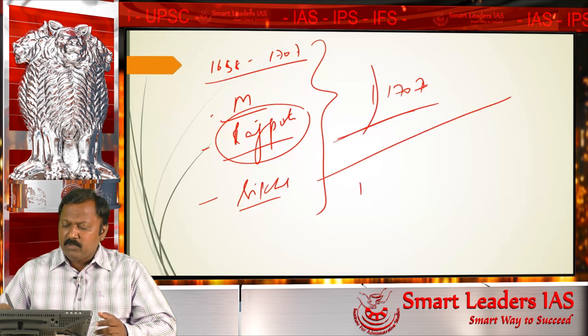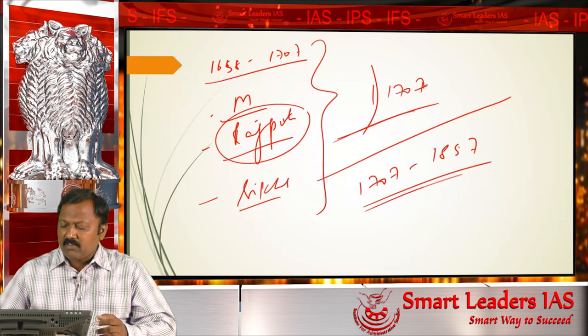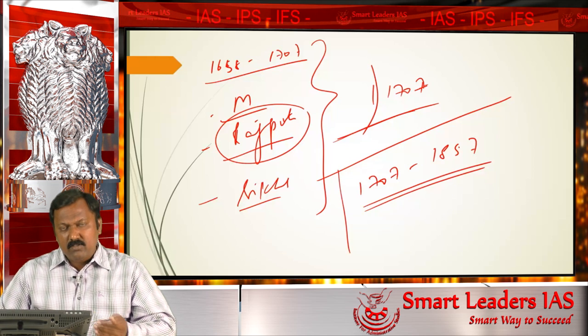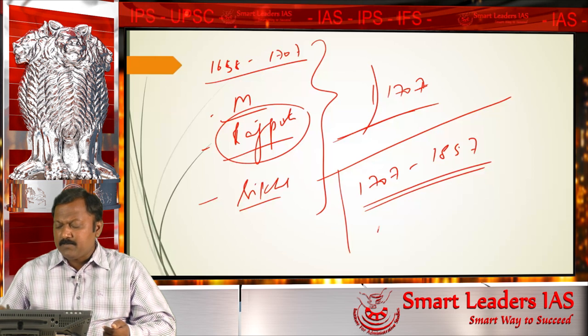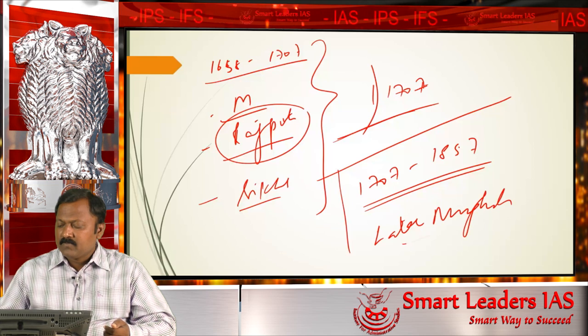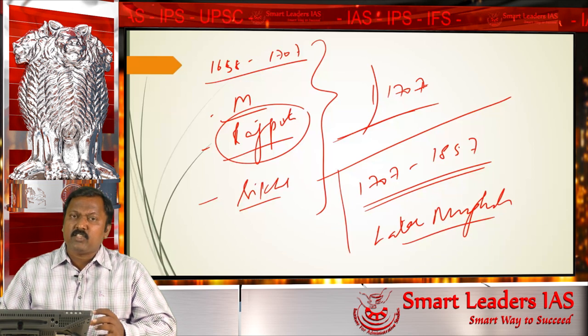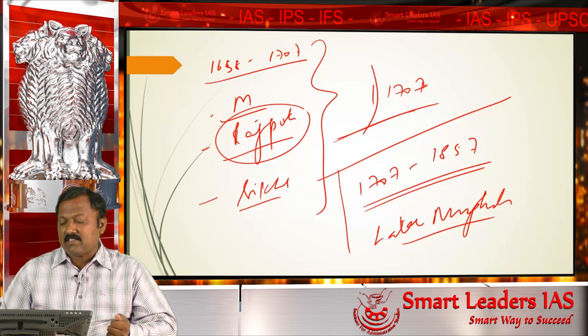So in the next class maybe we will try to understand 1707 to 1857. 1707 to 1857 is also considered to be a Mughal period, but this period is called the latter Mughals. They are called the latter Mughals because there is a total change in the character and the dimension of the Mughal Empire in 1707 to 1857.